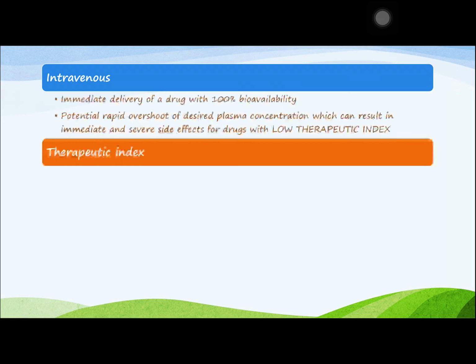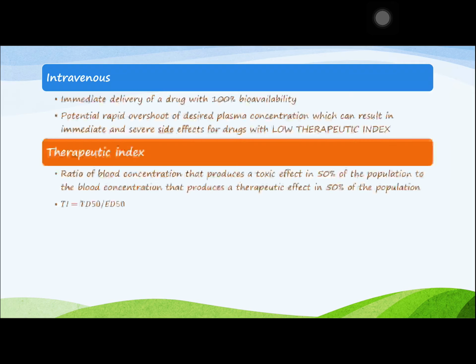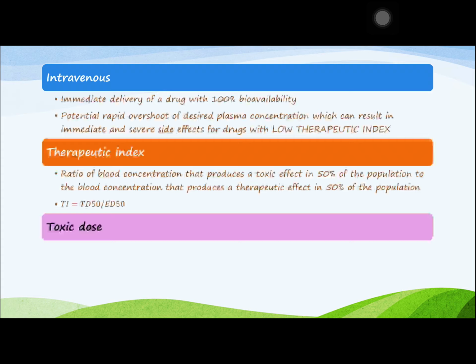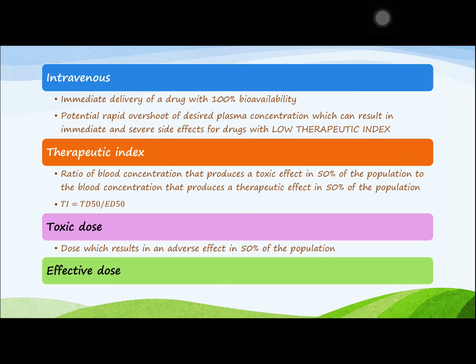The therapeutic index, TI, is the ratio of the blood concentration that produces a toxic effect in 50% of the population to the blood concentration that produces a therapeutic effect. It is TD50 over ED50. Toxic dose, or TD, is a dose at which the drug results in an adverse effect, while the effective dose is a dose that gives the desired effect.